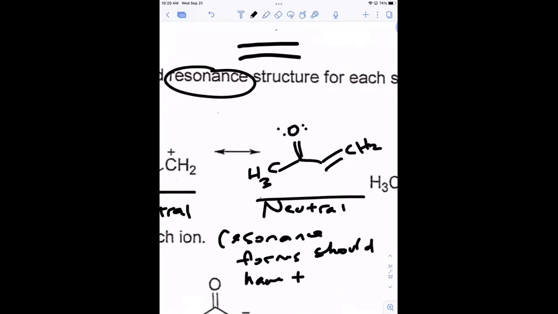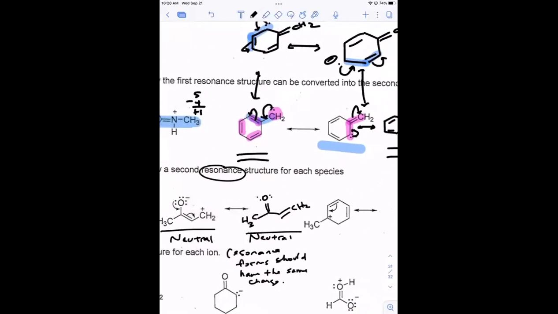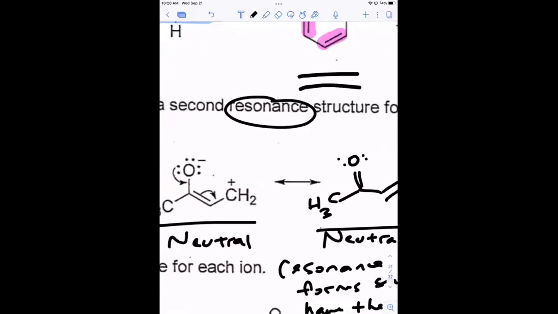So they should have the same charge. All right. Anybody not following that? Why did we push those electrons there and make a pi bond as opposed to making them a lone pair? Right. There's no atom there to accept those electrons as a lone pair. But if you put it between these two atoms, then it becomes a pi bond.